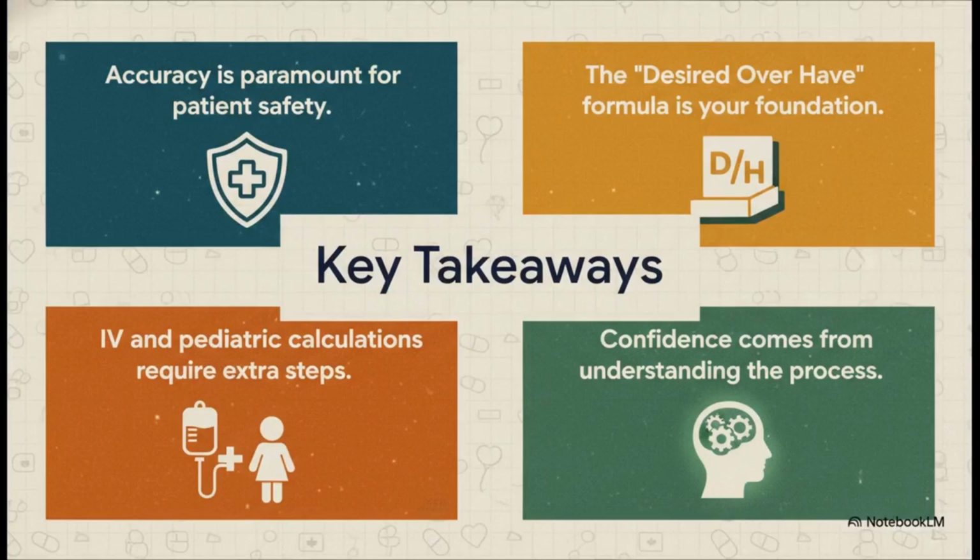Okay, we've covered a lot of ground today. So what are the big takeaways? Number 1, accuracy is everything when it comes to patient safety. Number 2, that desired over have formula is your best friend. It's your foundation. For the trickier stuff, like IVs and peds, you're really just adding a few extra steps onto that foundation. And finally, real confidence doesn't come from just memorizing formulas. It comes from really understanding the process behind them.